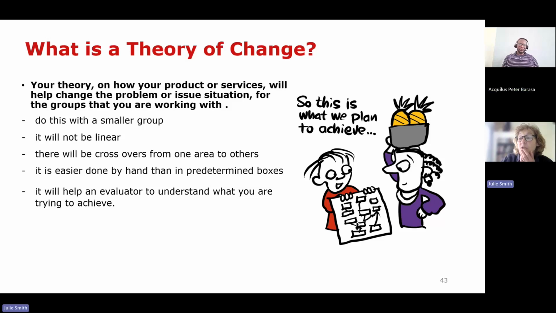So this is what we're going to do now, and this is an example of how you could step things through with a small group with your stakeholders. So what is the theory of change? As Aquila said, often people are like, well, we're not really sure what this is, and it feels really confronting. But basically, it's a theory that says how your product or your approach or your service is going to help change a particular problem or issue or situation.